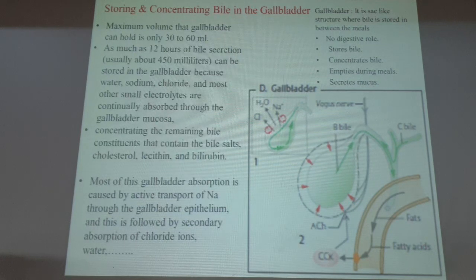We have another subject to talk about, which is the storing and concentrating of bile in the gallbladder. The gallbladder capacity is about 30 to 60 mL, someone says 70 mL. But bile secretion over 24 hours may reach about 1,200 mL. So where is this going? It is stored, and the gallbladder can store more than 500 mL of bile. So the function of the gallbladder is to reabsorb the constituents of bile. Most of the water and electrolytes will be reabsorbed, so the bile becomes concentrated.